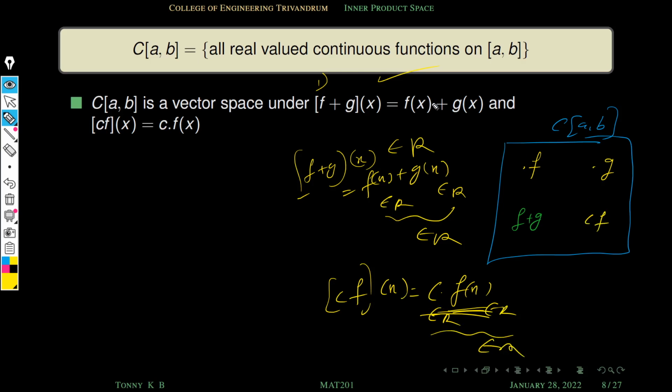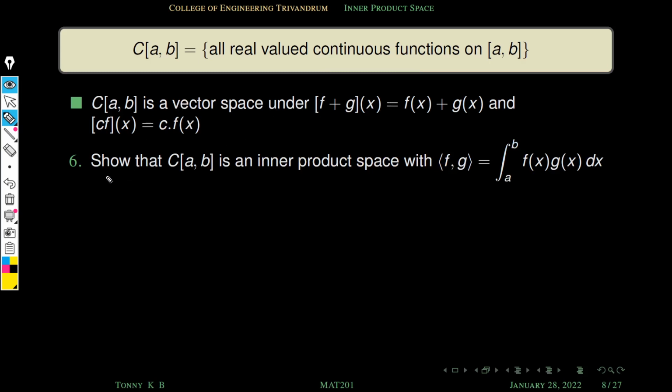So this is closed under addition and closed under scalar multiplication. Then you have to verify the rest of the eight conditions. It is clear this C[a, b] satisfies all the 10 conditions of a vector space. Anyway, all of you please do this problem as homework. You have to verify all the remaining 8 conditions. Anyway, C[a, b] is a vector space under these two operations.